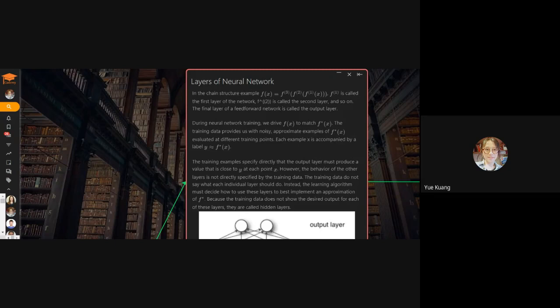During neural network training, we drive f of x to match f star of x. The training data provides us with noisy approximate examples of f star of x evaluated at different training points. Each example x is accompanied by a label y. The training examples specify directly that the output layer must produce a value that is close to y at each point x.